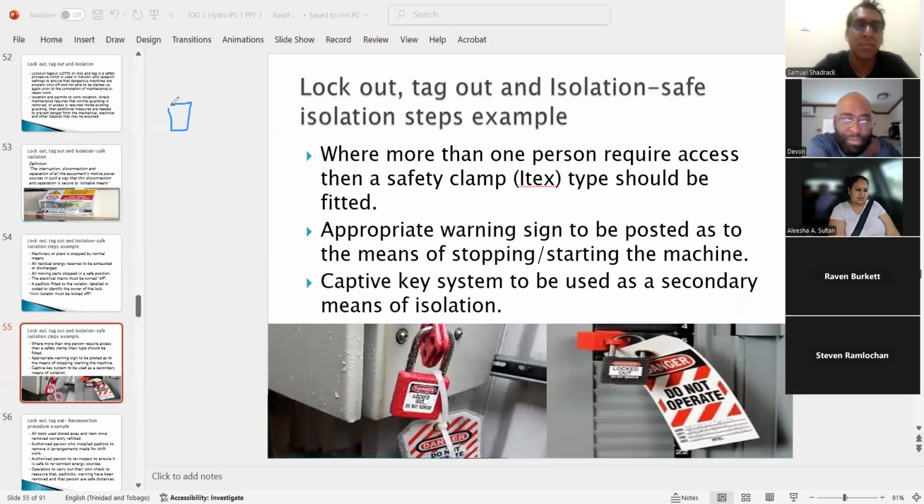So if something was a captive key system, I'm going with a valve. If there's a valve and you have a clamp on this valve here, the key to open this clamp is trapped in this other device here. So there'll be a key, but it's trapped here, so you can't get it. So it's called a captive key system.